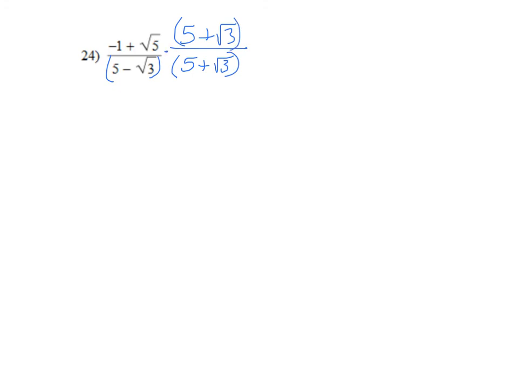On the bottom, I'm going to FOIL. So first gets me 25. Outer is 5 root 3. Inner is going to end up being a negative 5 root 3. And last is going to be a negative, and a root 3 times root 3 is just 3.